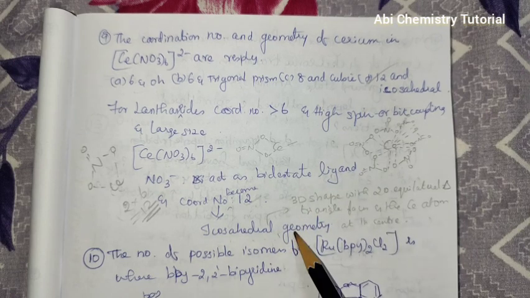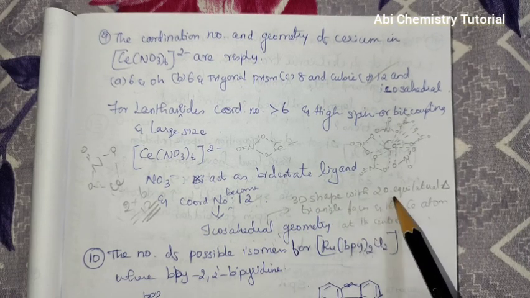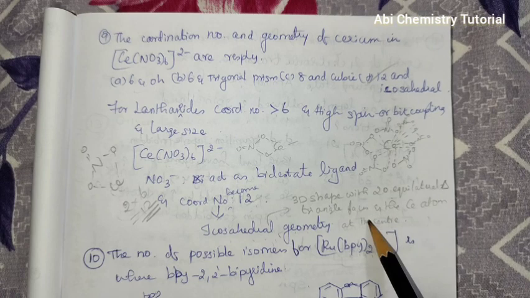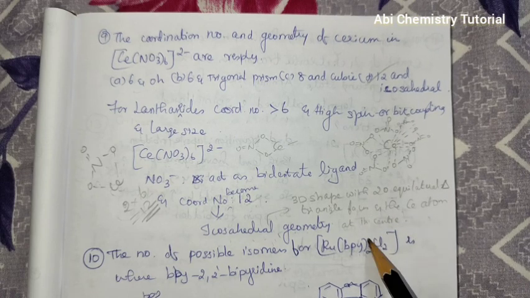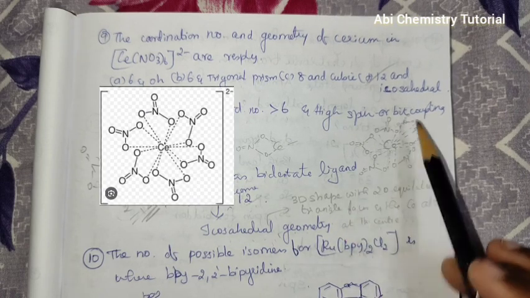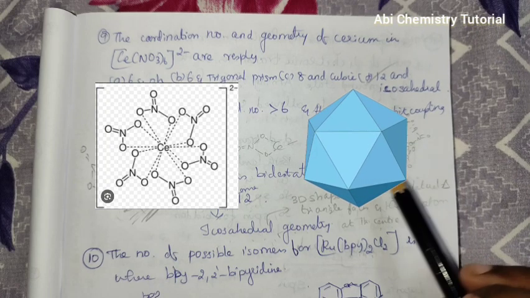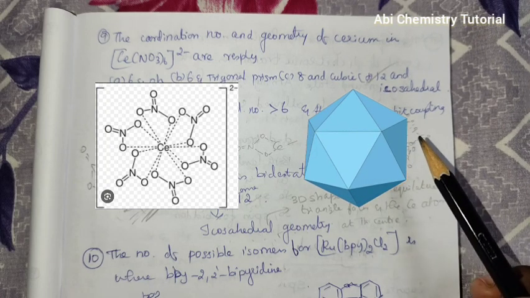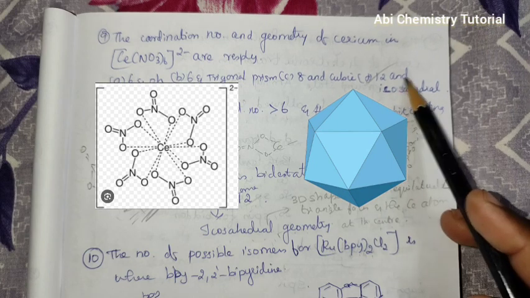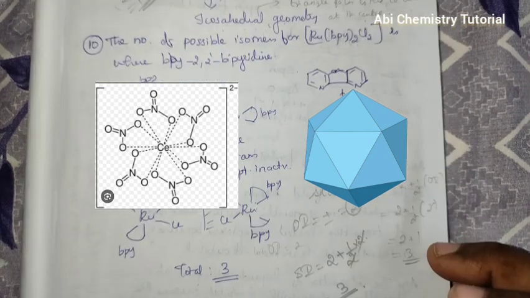So what is icosahedral geometry? It is a 3D shape with 20 equilateral triangle faces and the cerium atom at its center. So I will attach this structure of Ce(NO3)6 image for your reference. So the answer is option D, 12 and icosahedral.